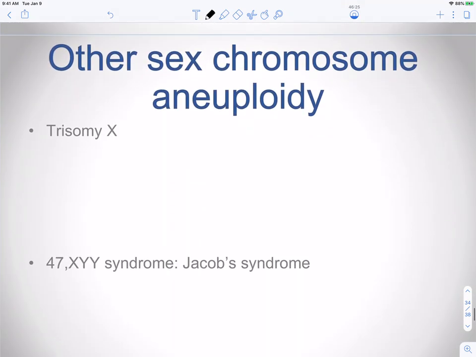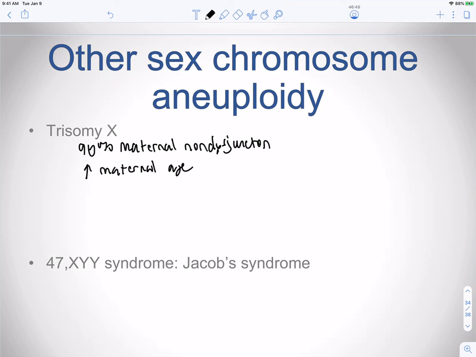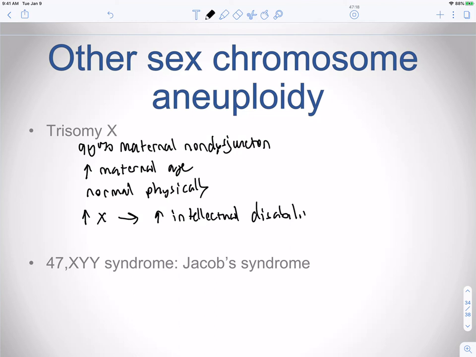All right, some other sex chromosome aneuploidy is trisomy X. This is going to be caused mostly by maternal non-disjunction. And this is going to, of course, be associated with an increase in maternal age. These individuals would look normal physically. You're going to see females with 4 and 5 X chromosomes, and the more you increase the X's, the more the intellectual disability will increase.